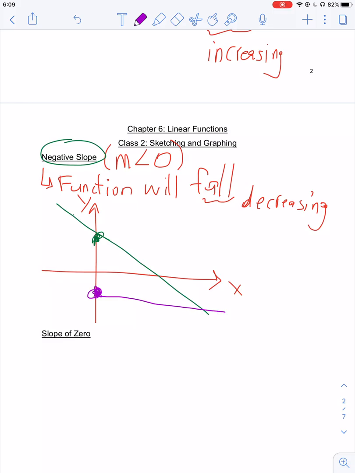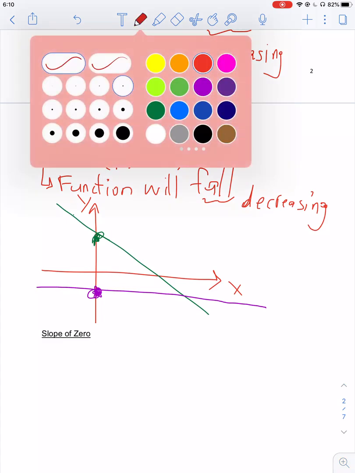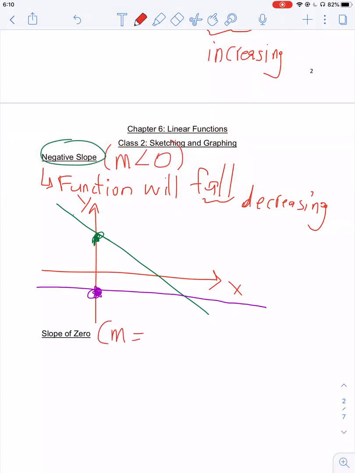It's supposed to be a straight line, so that doesn't look like a straight line to me. And it's kind of hard to draw on an iPad. Okay, so let's just say something like this. Let me just make this like this. So it's still decreasing, but very slowly, okay? So when your slope is negative, your function will fall. It will decrease.